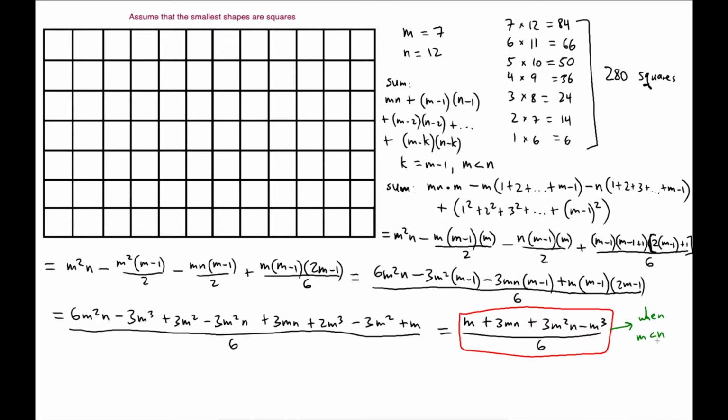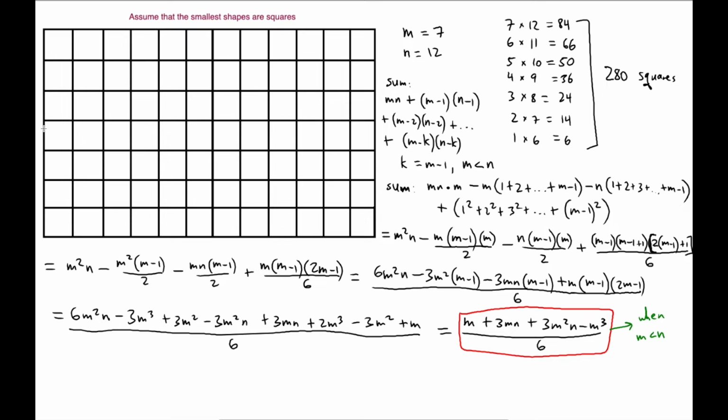Okay? That covers when m is less than n, when the number of rows is smaller than the number of columns. You might ask, what happens if the number of rows exceeds the number of columns? Will I need to derive another formula? No, you won't, because there's actually symmetry involved.